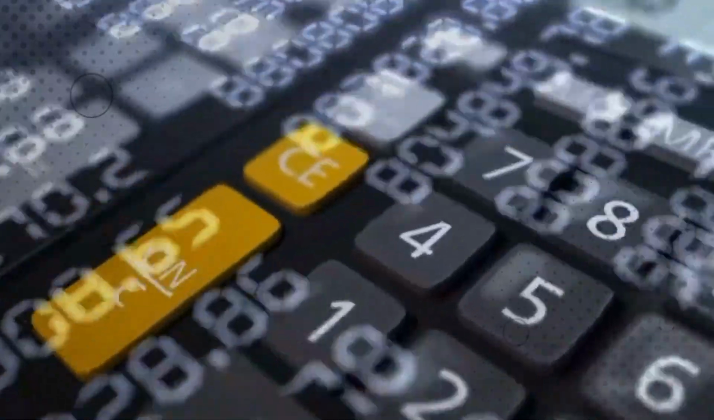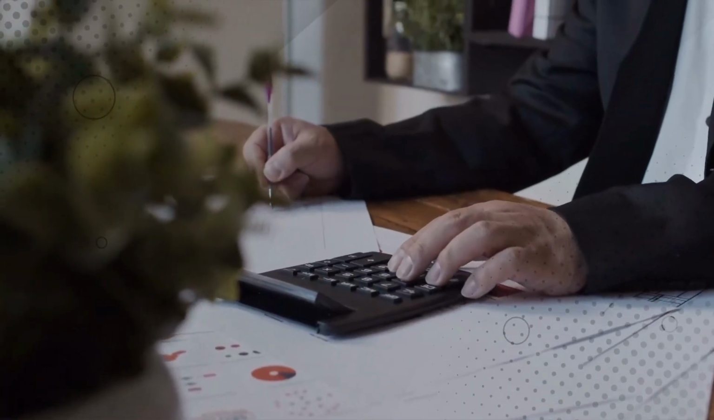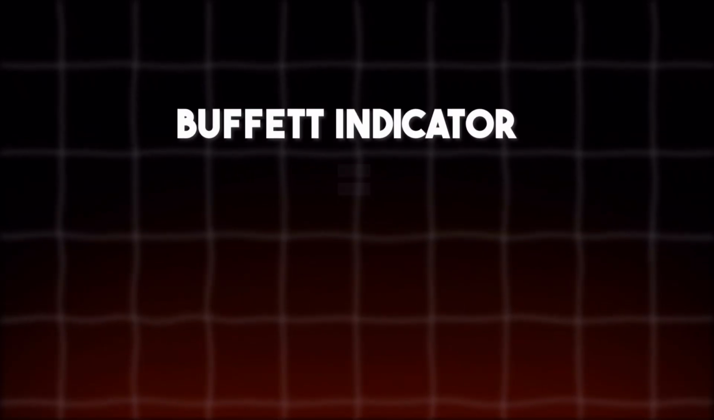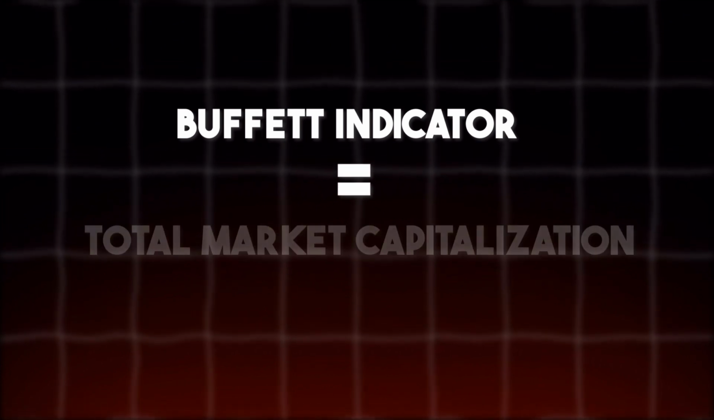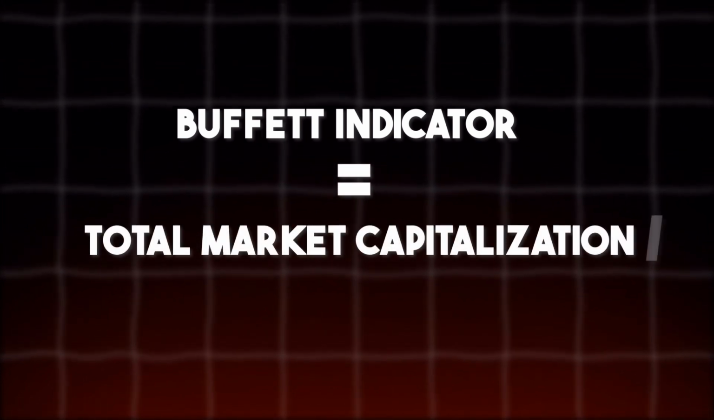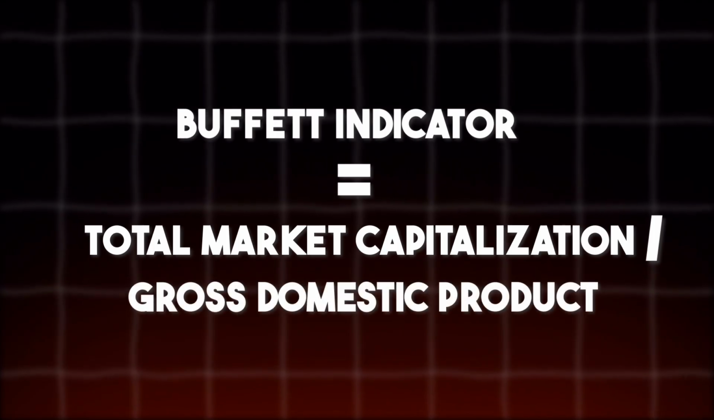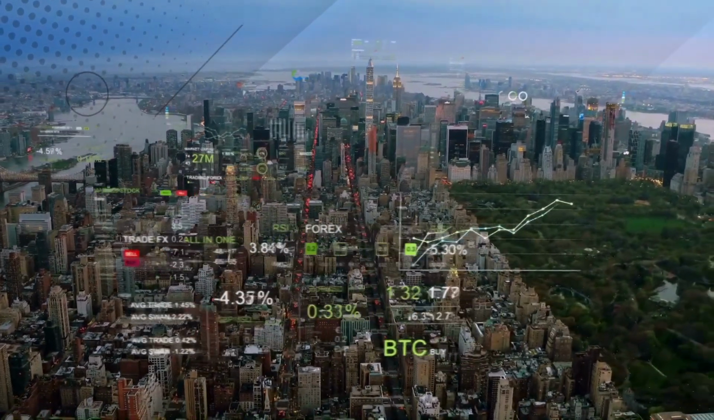Calculation of the Buffett Indicator. Let's go through the calculation in detail. Buffett Indicator equals total market capitalization divided by gross domestic product. To illustrate this, let's take the actual numbers I found.